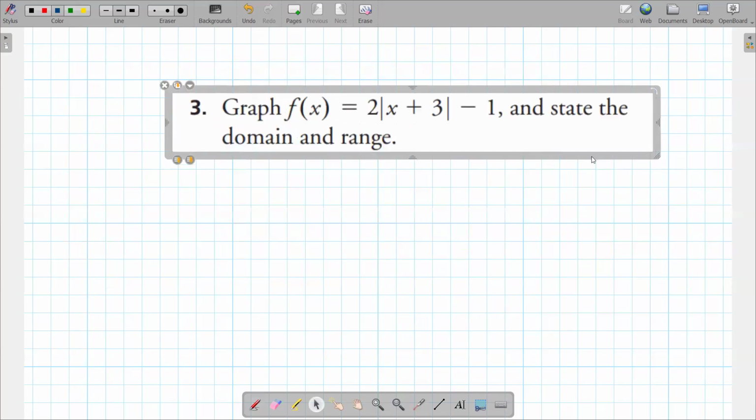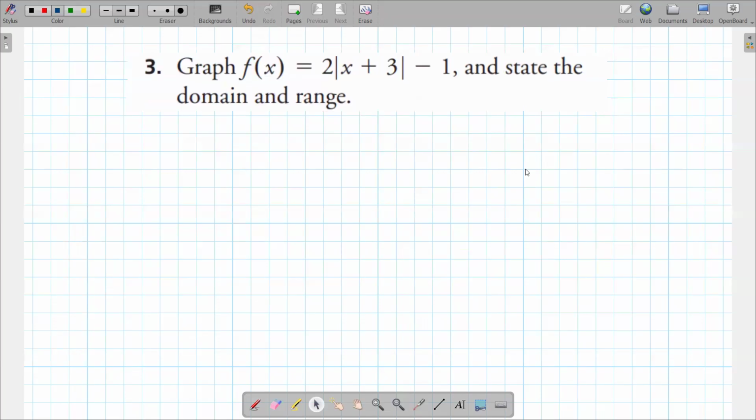What type of function do we have here? Absolute value. What's A? What's K? What's D? What's C?